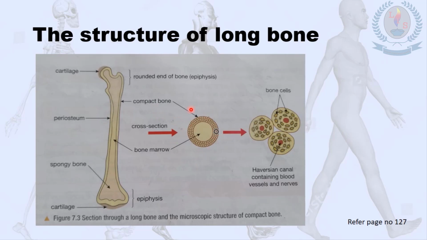This is the cross section of this bone, and this compact bone consists of thousands of Haversian canals, Haversian systems. Haversian systems mainly consist of Haversian canals and the osteocytes.